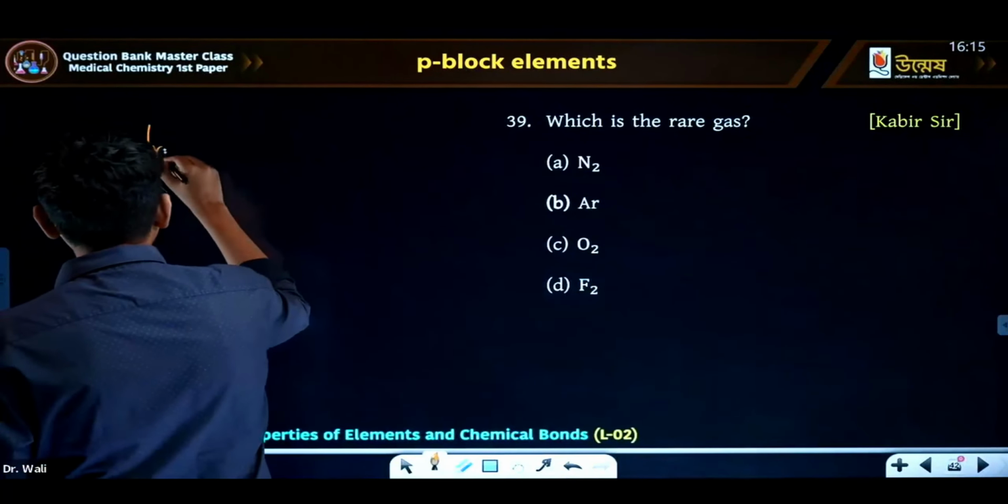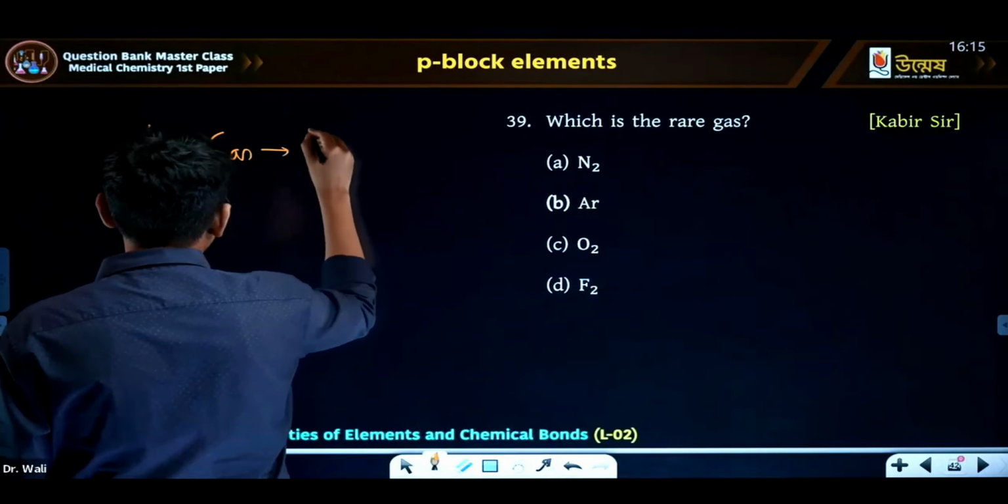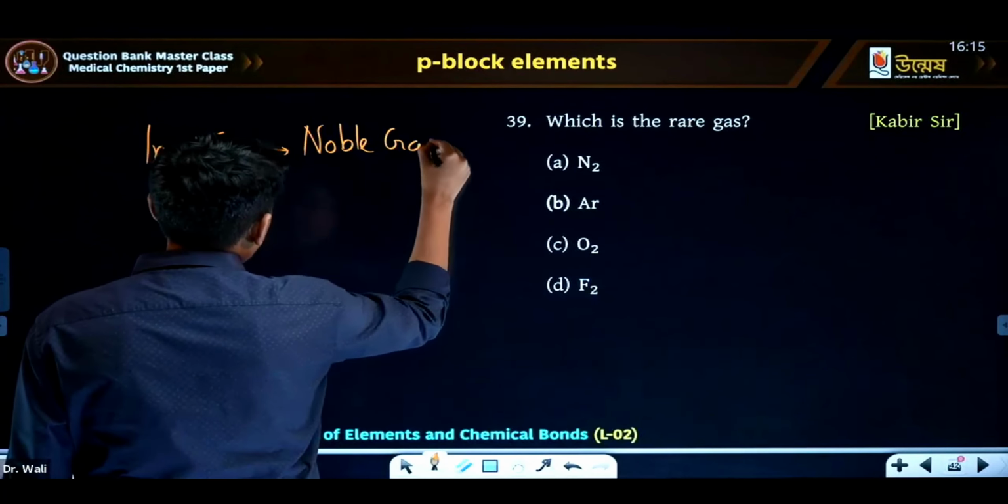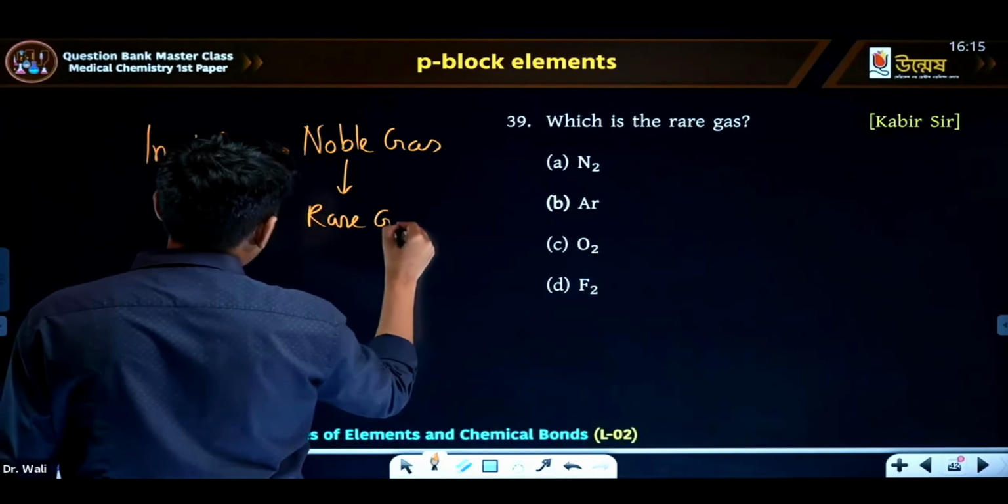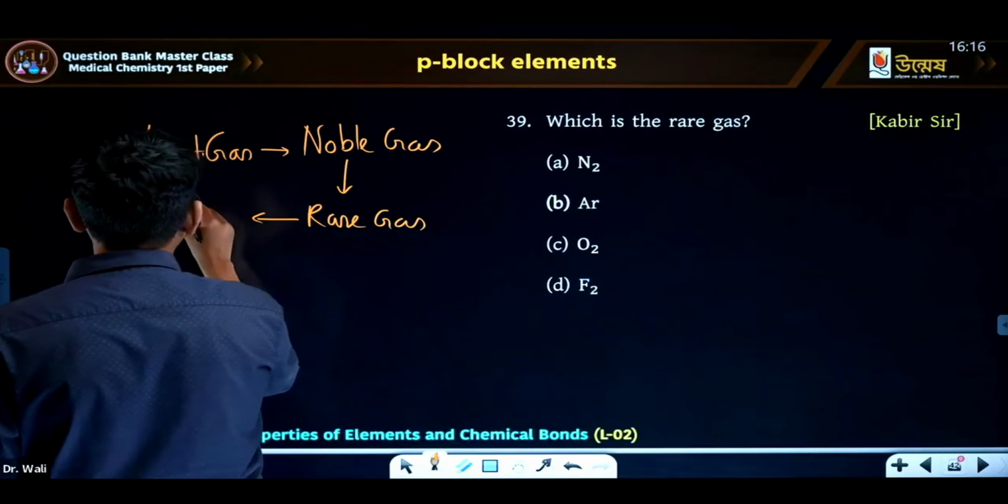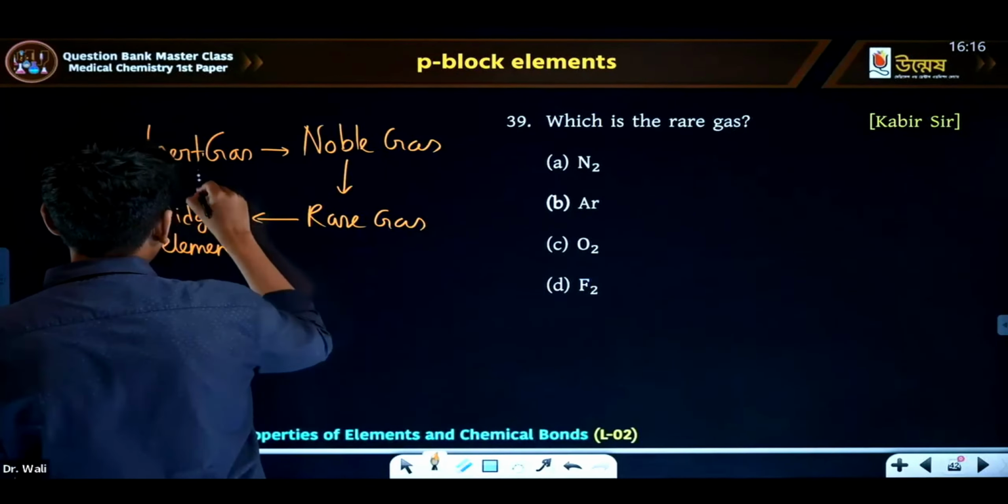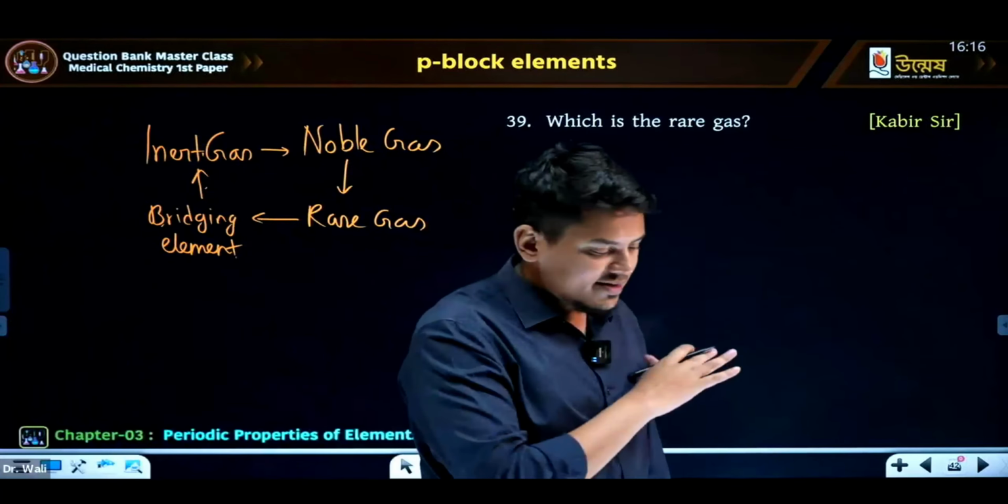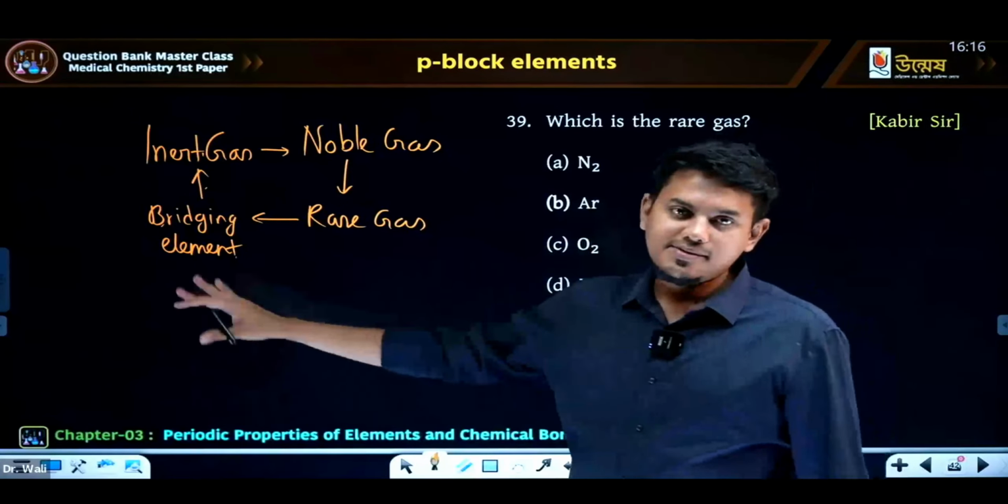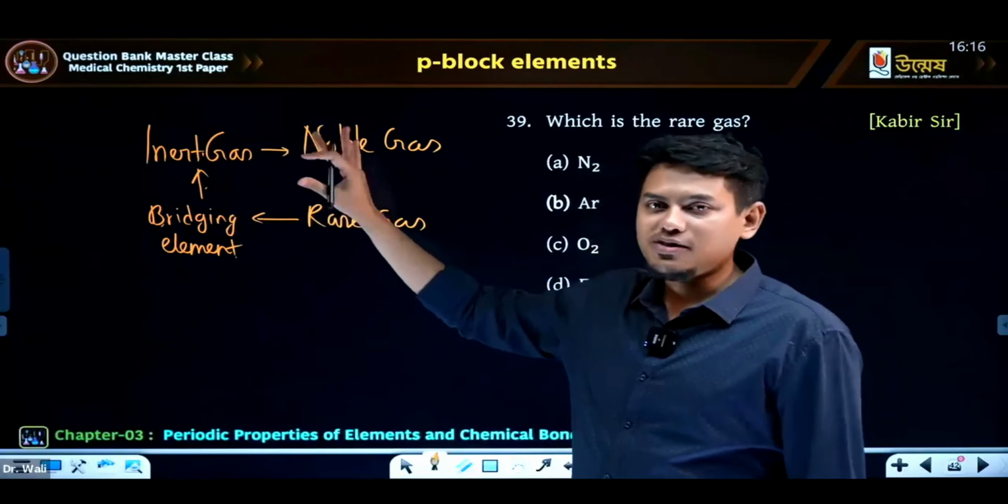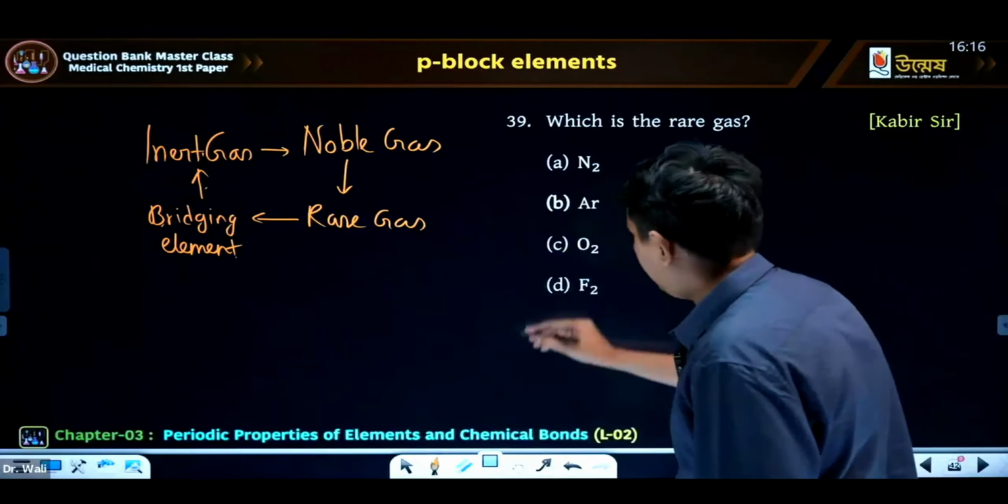You should also know that all the inert gas can also be termed as noble gas, can also be termed as rare gas, can also be termed as bridging elements, but by no means they can be termed as ideal gas. By no means. There is no such thing called ideal gas. These are the 4 titles. There may be more titles, but we should know all these four for the admission test. So the answer will be argon.